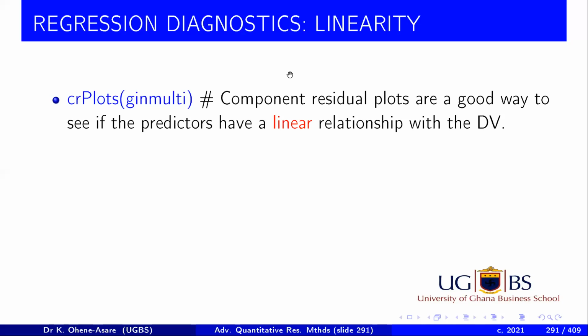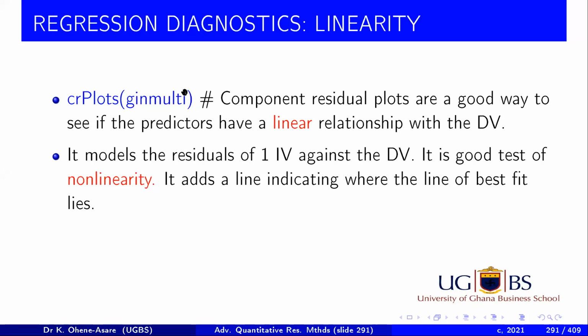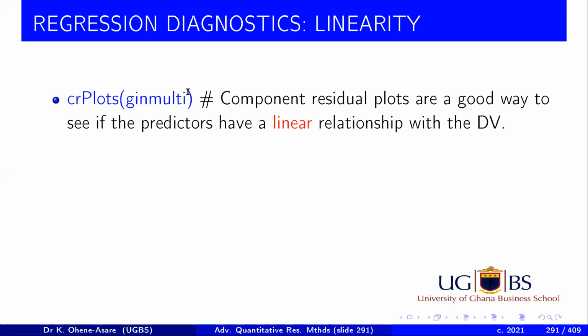How do you prove that this regression is linear? The component residual plots are a good way to check whether these predictors, these regressors, these covariates, these independent variables have a linear connection with the dependent variable. So we use this command known as CR plot to do that.